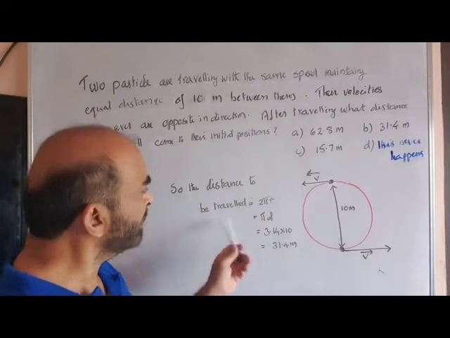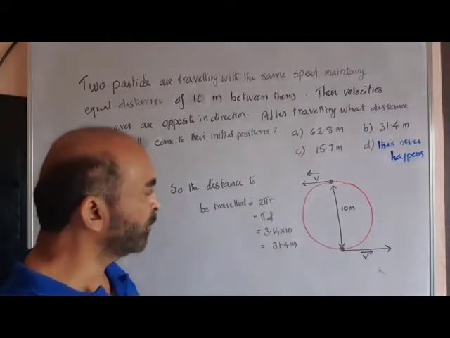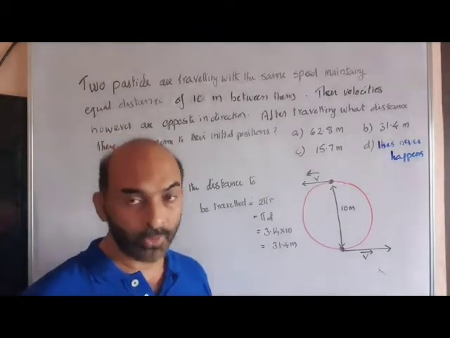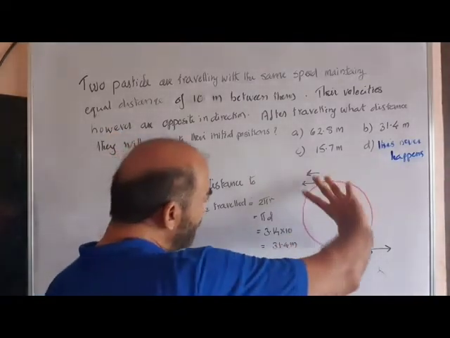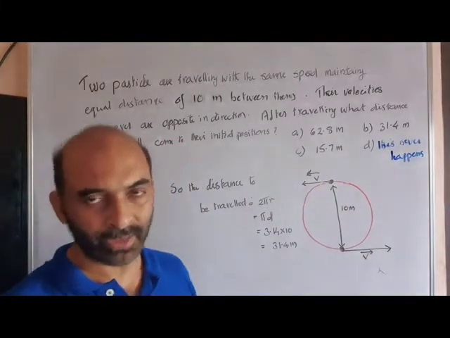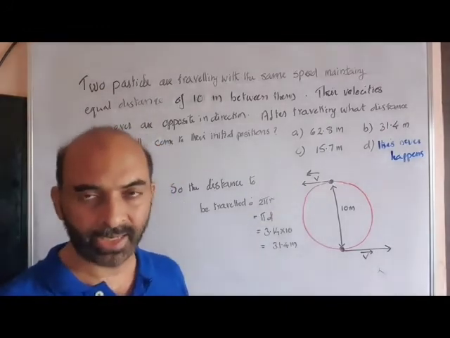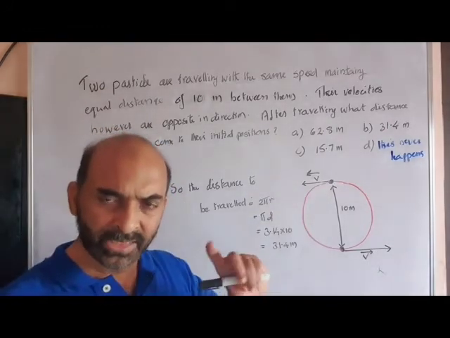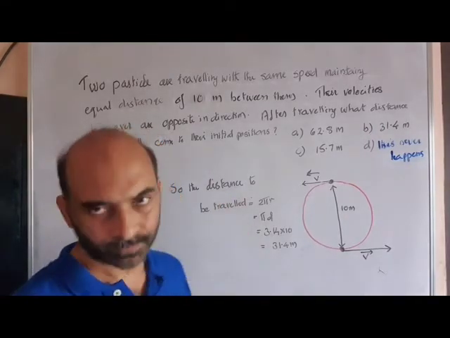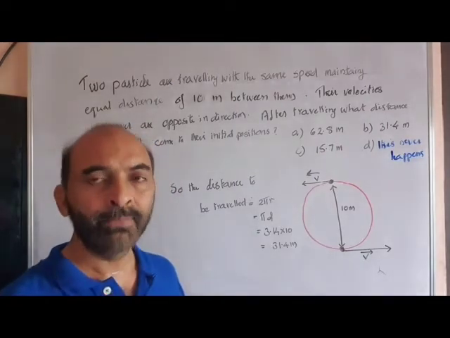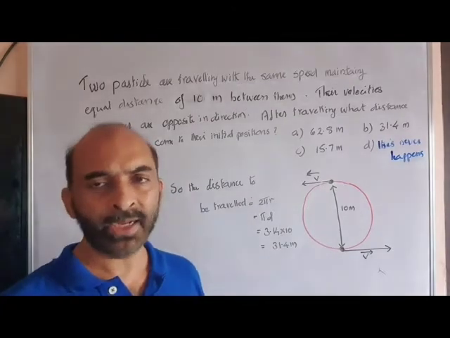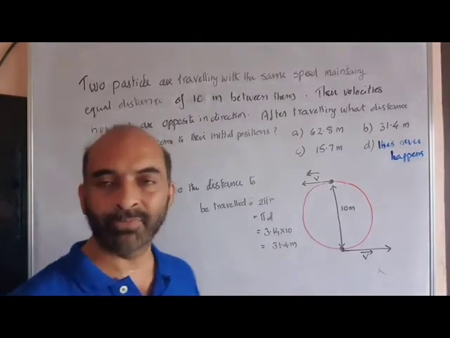So, the distance to be traveled is 2 pi r. This is pi into d, 3.14 into 10, 31.4 meter. Of course, if only the similar appearance has to be repeated, since the two particles are exactly identical, only similar appearance needs to be repeated. That can happen for pi r, meaning for half of this distance. But if the same particle has to reach its own original position, 2 pi r has to be traveled. Okay, so the answer will be 31.4 meter.